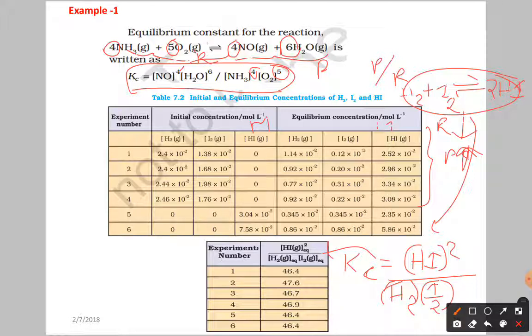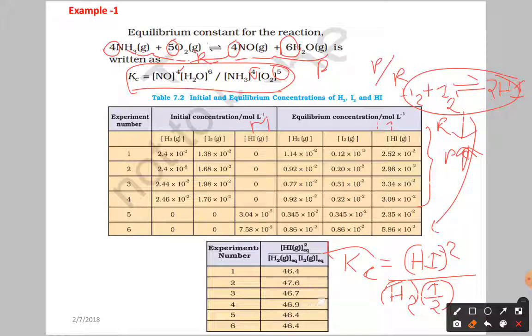Now if you substitute the values here, for HI in the first case we have 2.58 into 10 to the power of minus 2. For H2 you substitute 1.14 into 10 to the power of minus 2. For I2 you substitute 0.12 into 10 to the power of minus 2. Then you get the value 46.4. Like this, repeat for the second, third, fourth, fifth and sixth. See, the values we are getting are almost the same: 46, 47, 46, 46.